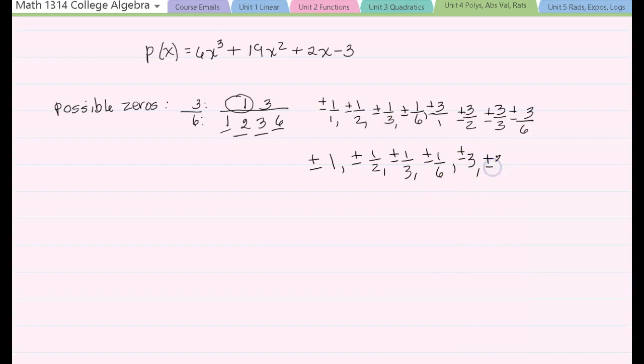Notice plus or minus 3 over 3 is the same thing as 1, and we already have that written down. And plus or minus 3 over 6 is the same thing as 1/2, and we already have that one written down. So we can narrow down our infinite number of guesses to just 12. So which should we try?